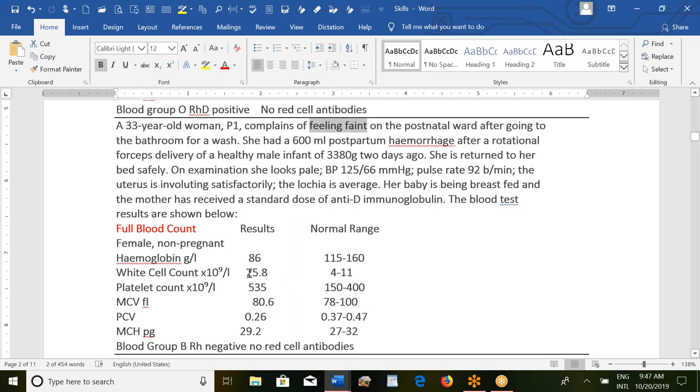I'm not really sure. No problem. Don't give up. Just, you know, think logically. She's anemic. She has some effect. She's on the postnatal ward. They didn't mention here that she had a cesarean delivery, right?